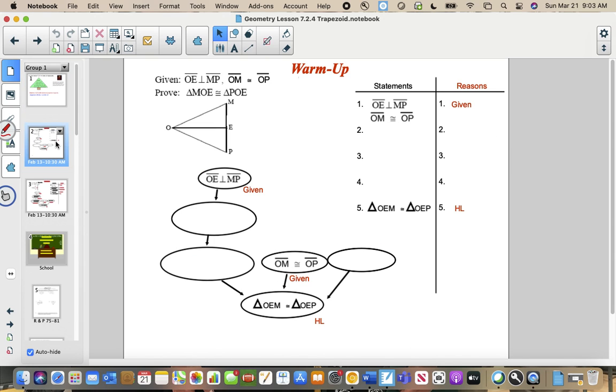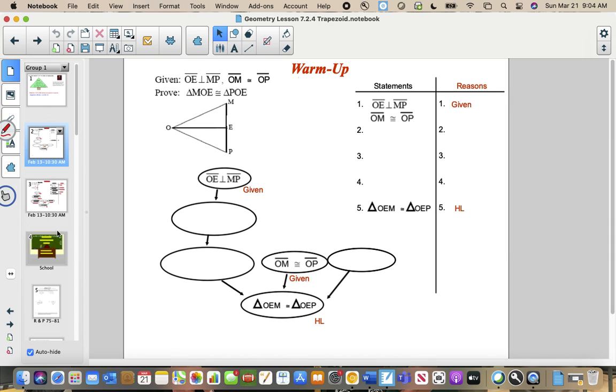Okay, I want you to pause and try this warm-up. Do it on a piece of paper. You can either do a flow chart, and I gave you some hints as to what to write down, or you can do a two-column proof, and I put in the information there. Pause this video, try and do it.